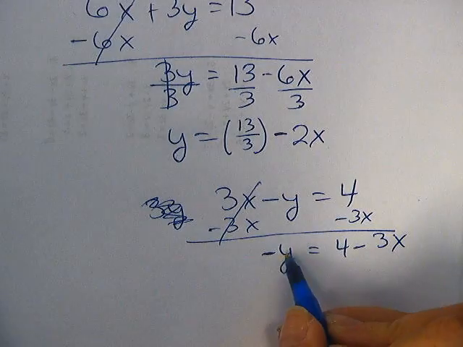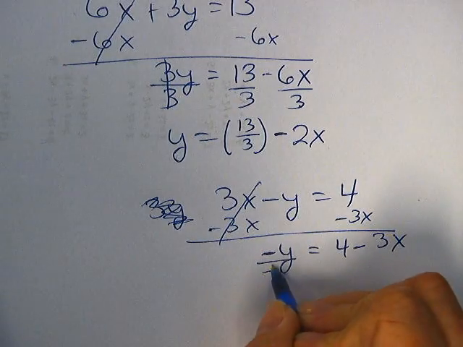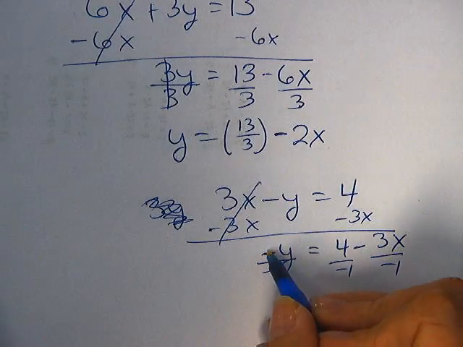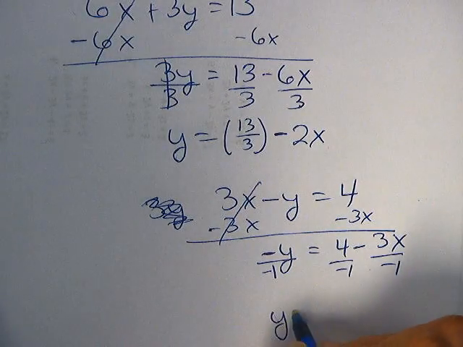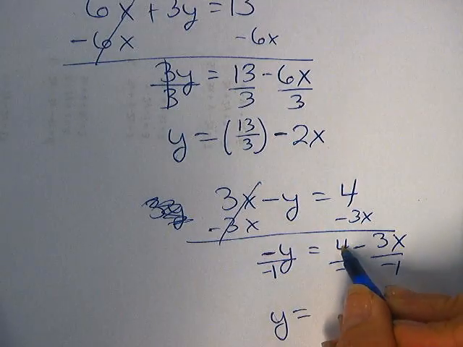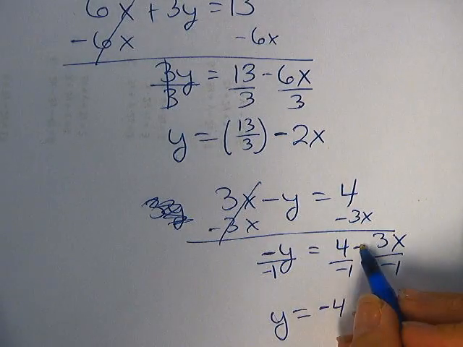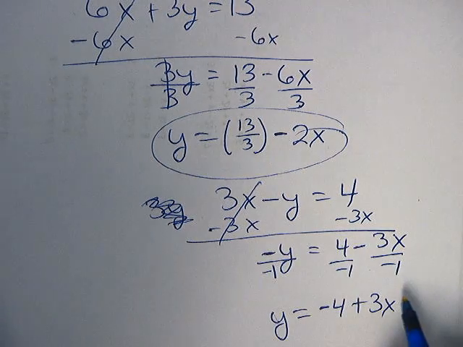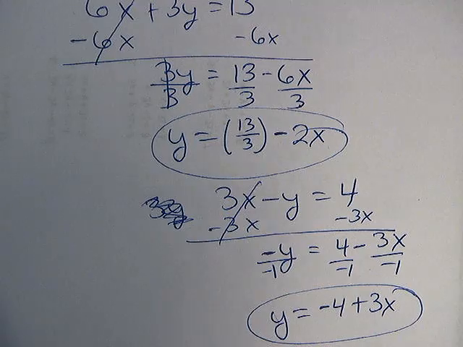And the way we get rid of a negative sign is we divide by negative 1. The only thing that happens when you divide by negative 1 is your signs change. So that becomes positive, a positive becomes a negative, a negative becomes a positive. So these are the two equations now I need to enter into the calculator.